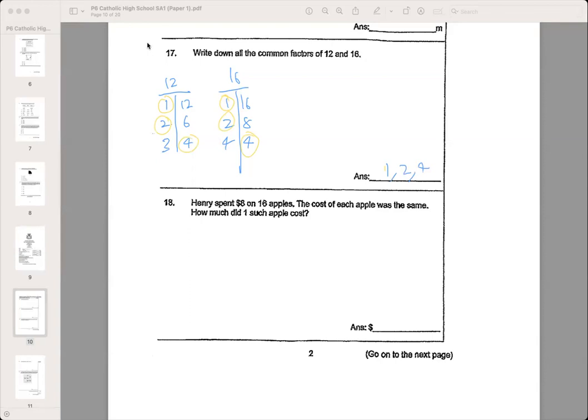Henry spent $8 on 16 apples. The cost of each apple was the same. How much did one such apple cost? So $8 for 16 apples. One apple will cost $8 divided by 16. Okay, this is how I'll do it. Put it as a fraction. Divided by 8, I get 1. Divided by 8, I get 2. So it's 1/2, which is half a dollar or 50 cents. All right, next question.